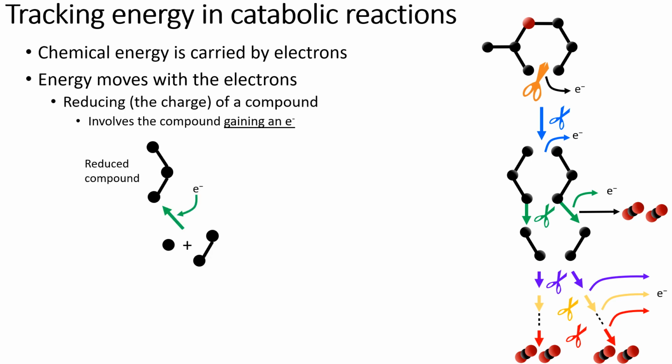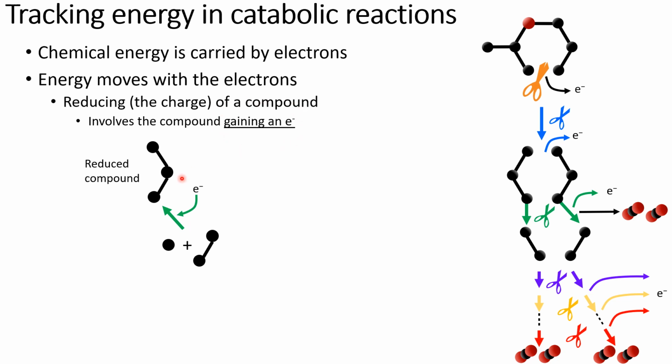So when electrons are being removed, they create redox reactions. And so you can either reduce a compound or you can oxidize it. So just to help you remember this, reducing a compound refers to the charge. Okay, so electrons have a negative charge. So if we reduce a compound, that effectively means we're adding a negative charge to it, which means it's gaining an electron.